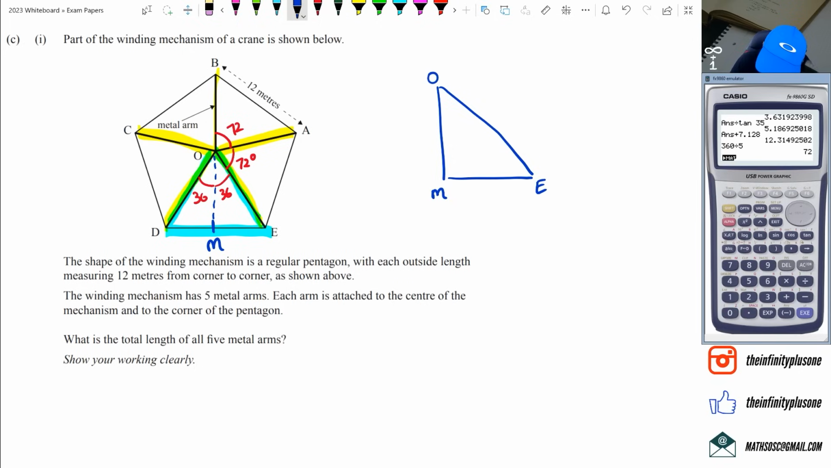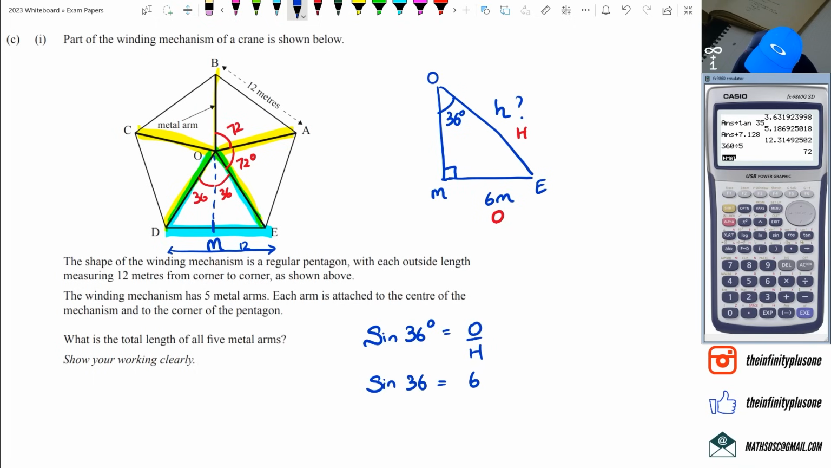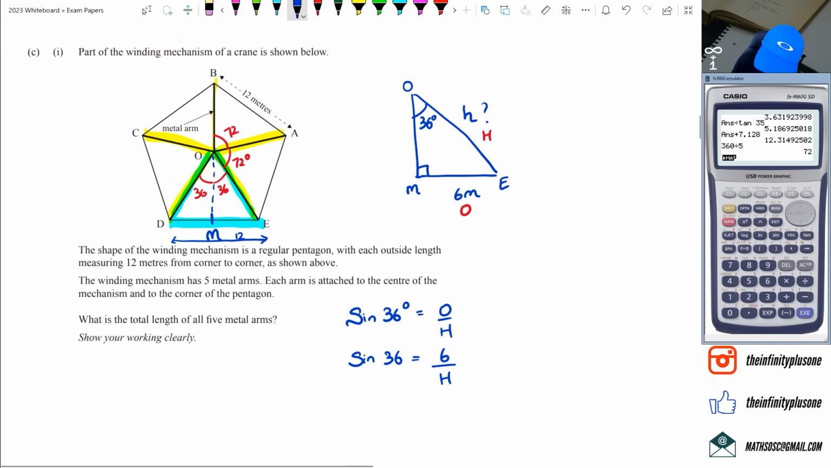And I know that the distance between M and E is 6 meters because the full length is 12 meters and half of that is going to be 6, and the angle is 36 degrees, and I want to figure out what the hypotenuse is. So I've got opposite and hypotenuse as what I'm trying to figure out. So sine 36 is equal to opposite divided by hypotenuse. Sine 36 is equal to 6 divided by h. H is what I'm trying to figure out, that's the metal arm itself.